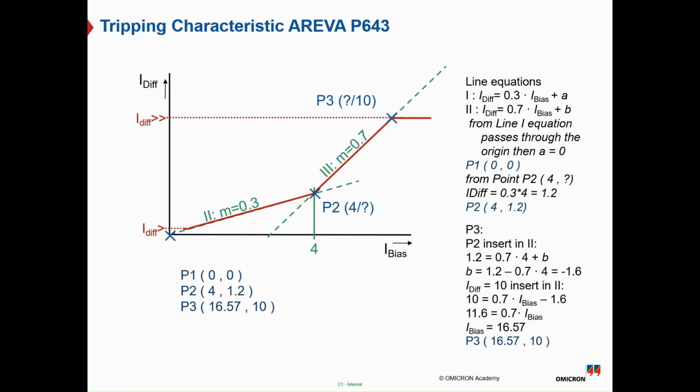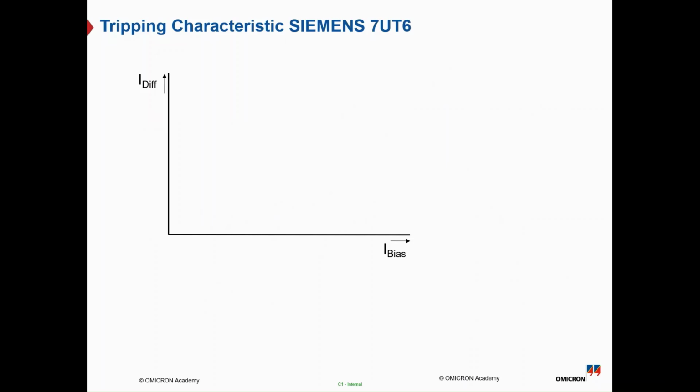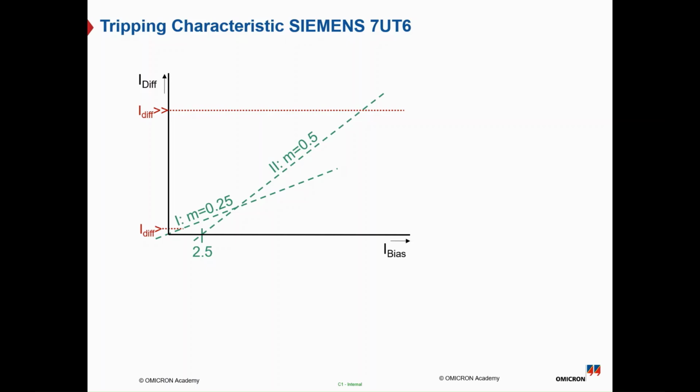So we will have point 1 at 0, 0, point 2 at 4 and 1.2, point 3 at 16.57 and 10. So another example for the Siemens 7UT6, because it has different given values: slope 1 equal to 0.25, slope 2 equal to 0.5, and the base point for slope 2 is 2.5. And we have, for sure, the IDiff minimum and IDiff double greater.